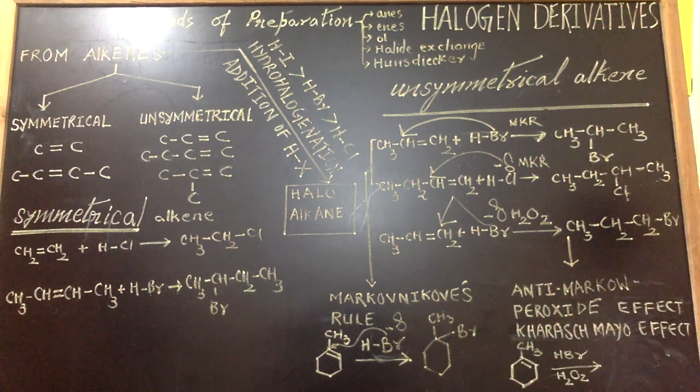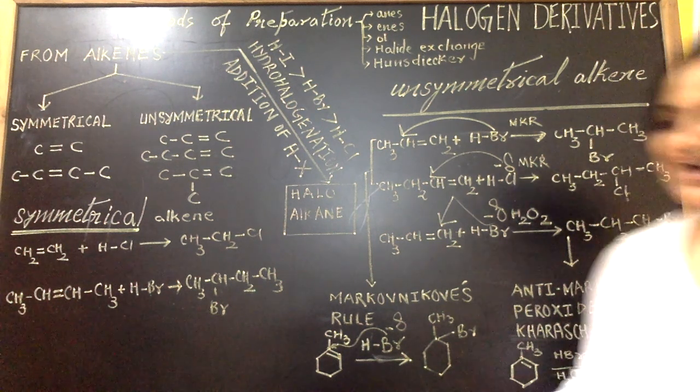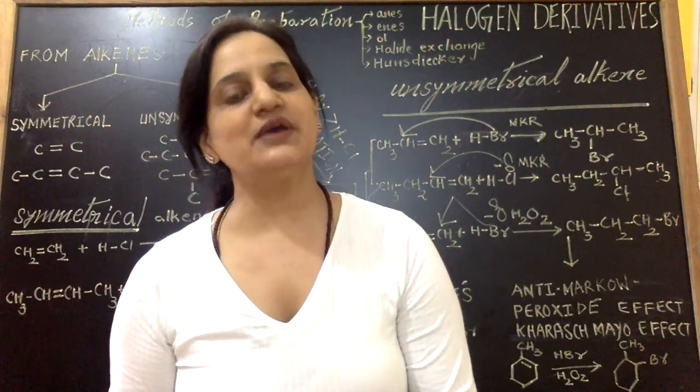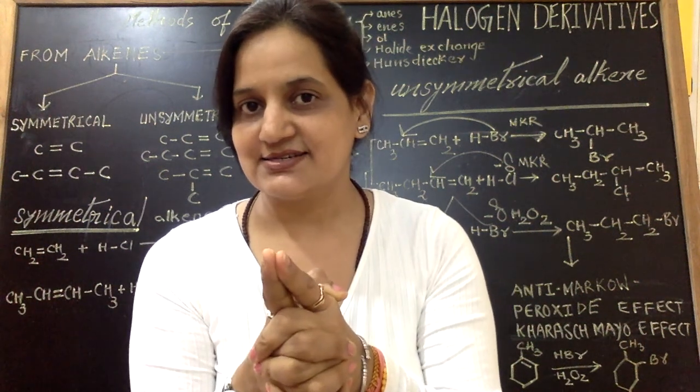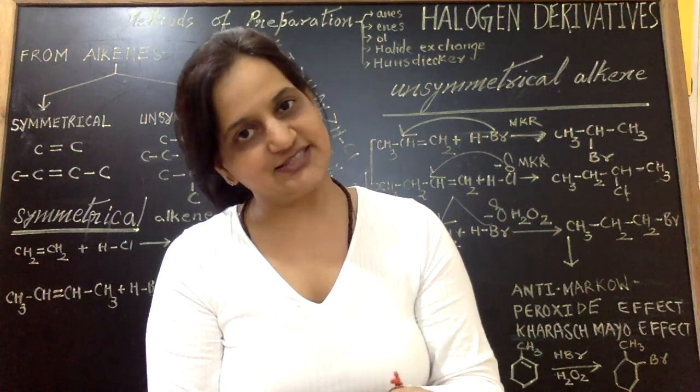1-methyl cyclohexane. But same reaction, if I put peroxide, then the negative part of the reagent will go to carbon having more number of hydrogen, and the carbon having more number of hydrogen across the double bond is the adjacent carbon, not this carbon but the adjacent. So the product is 1-bromo-2-methyl cyclohexane. With this we complete the discussion of preparation of haloalkanes from alkene by hydrohalogenation.